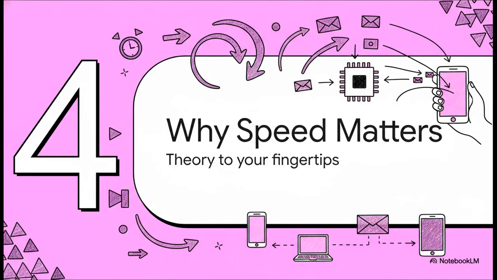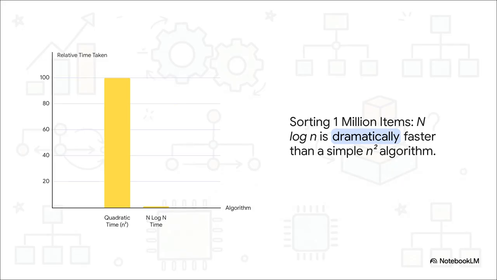So why does any of this actually matter to you? I mean, who cares about all this abstract theory? Well, you do, because this is the reason the technology in your pocket actually feels fast and responsive. The difference in performance here is just staggering. Let's say we're sorting 1,000,000 items. That simple n squared algorithm would take a massive amount of time. That's that giant bar right there. But an n log n algorithm like merge sort is so efficient in comparison that its bar is barely even visible. We're talking about the difference between an operation taking minutes, maybe even hours, versus a fraction of a second.